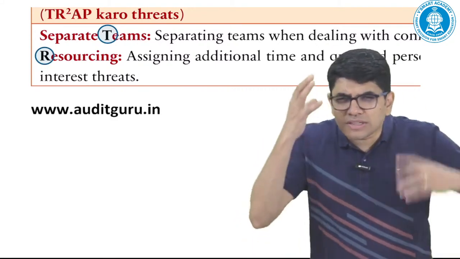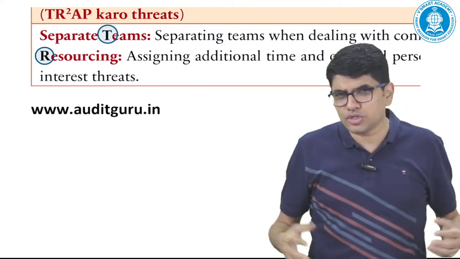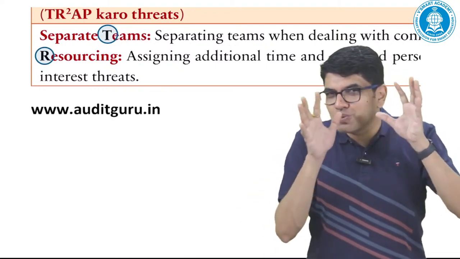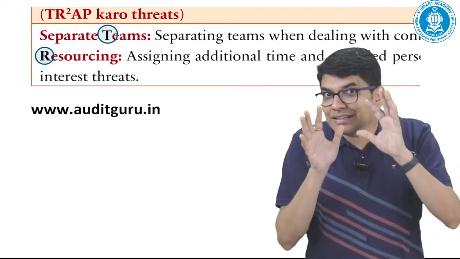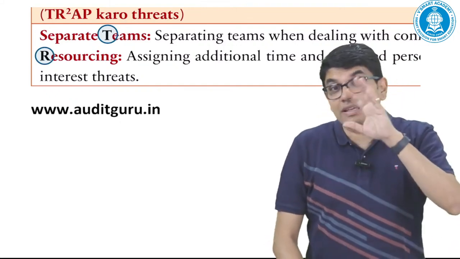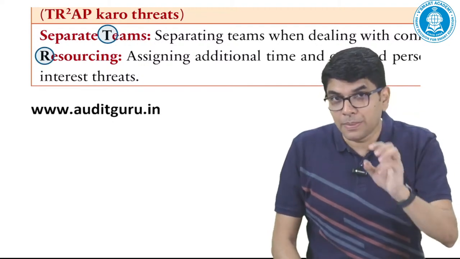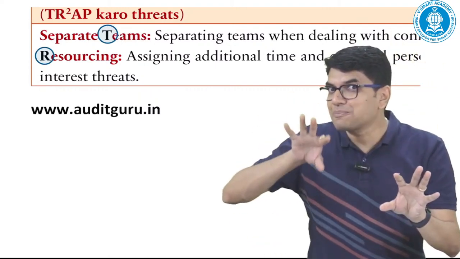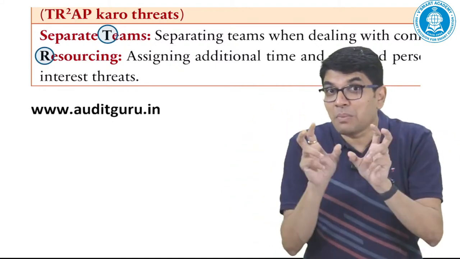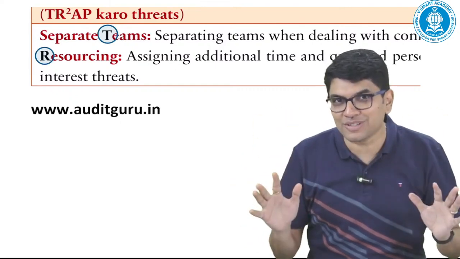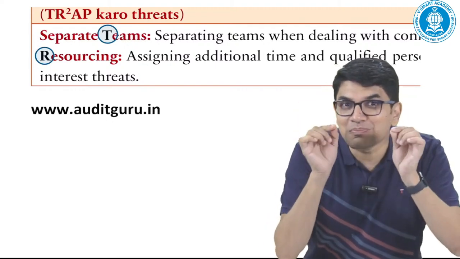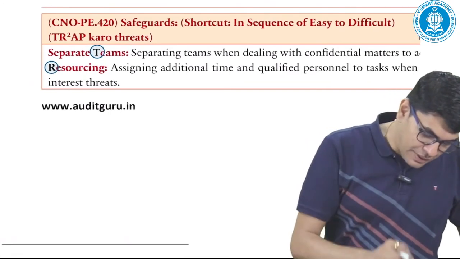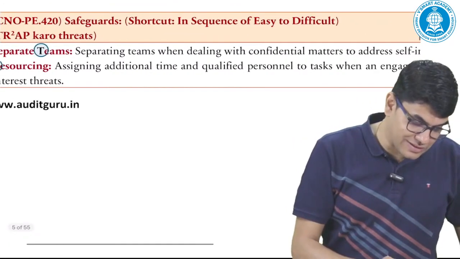To reduce the threat level, if there is sensitive, confidential information, you can have a separate team. For sensitive information, you have a small team of 1 to 2 or 3 persons doing the audit of that sensitive information. They are senior people, very reliable, experienced, and ethical. We know them since long. So have a separate team for the sensitive and confidential area and a separate team for other areas. By doing this, you automatically preserve a lot of sensitive information and protect the principle of confidentiality. That's lovely. Separating teams when dealing with confidential matters addresses the self-interest threat.